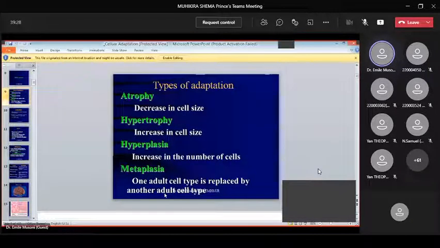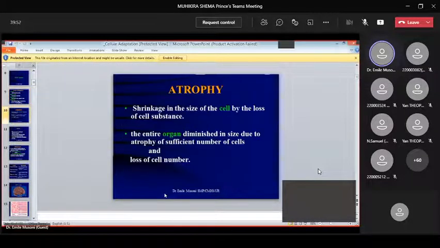For example, a cell, normally it is squamous, then after it becomes columnar. Then the columnar will become squamous. Some columnar will also have goblet cells. This is what we call metaplasia. There is a change of the morphology due to a change in the genetic material of that cell. Atrophy, as I've said, is the shrinkage in the size of the cell by loss of cell substance.